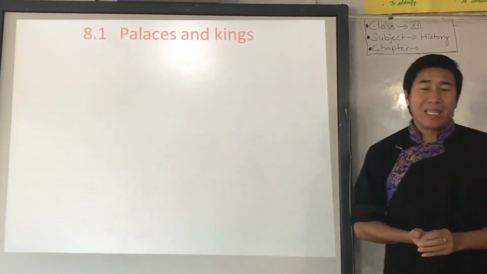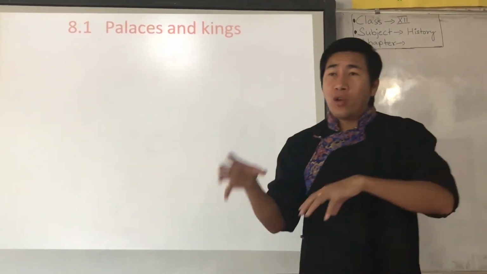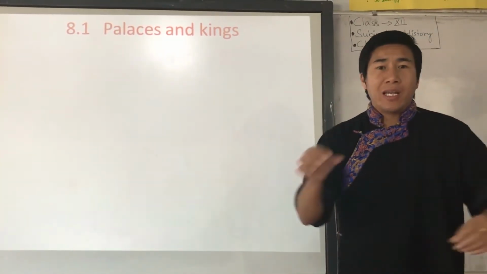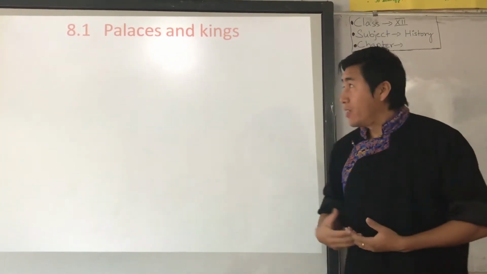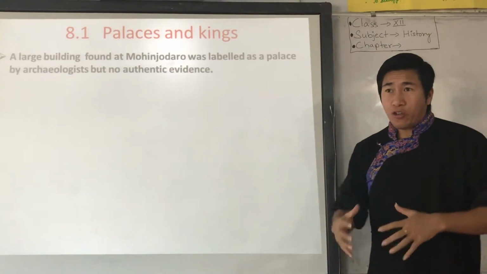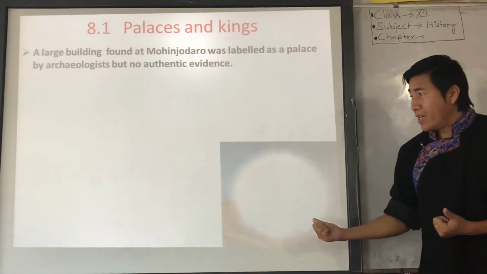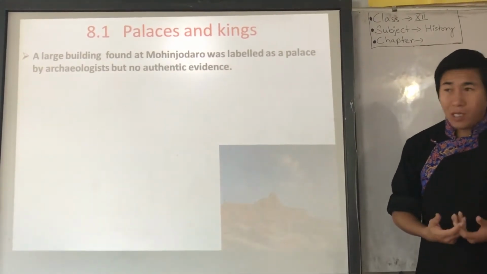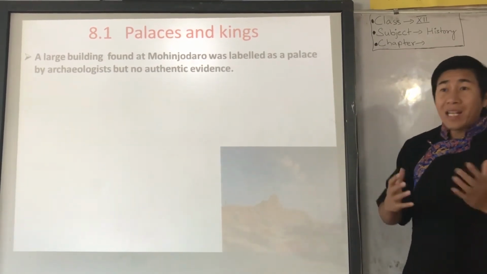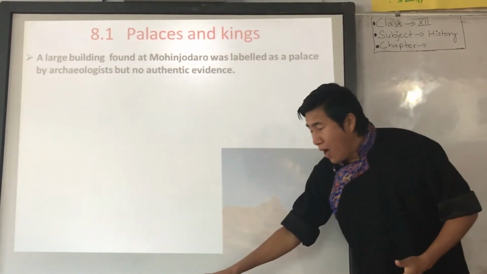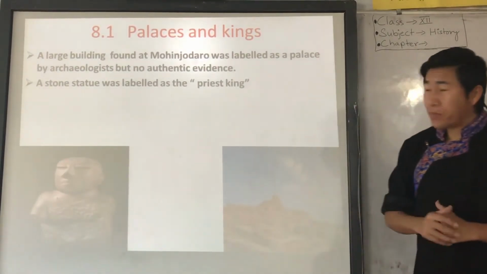Now, palace and king. When the question comes up about whether there was any king or ruler in the ancient Indus Valley civilization, at that time archaeologists had no precise answer. See, what did archaeology find? They found a huge building in Mohenjo-daro, so they labeled it a palace, but they are not sure. They labeled it the palace of a king because they found a stone statue of a man called the priest king.